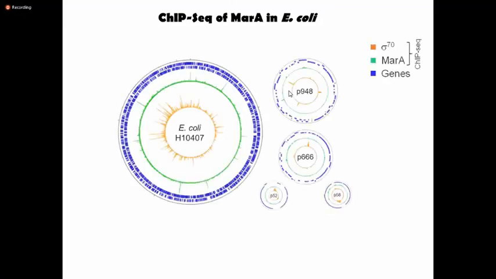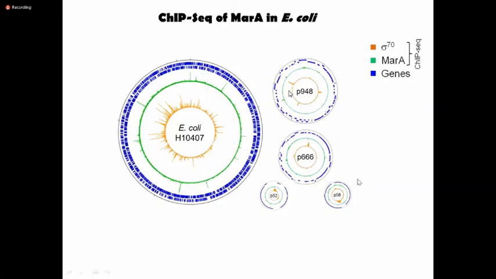For those of you who don't know what ChIP-seq is, it's a way we can measure the binding of MAR-A or any transcription factor on the whole genome. So you can find the binding sites of that particular transcription factor on the whole genome. I've done this in ETAC, which is a type of E. coli, and this particular strain of E. coli is called S10407. This particular strain has 4 extra plasmids.